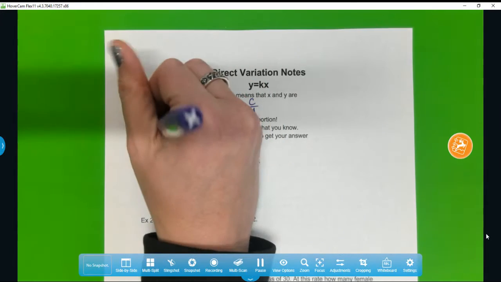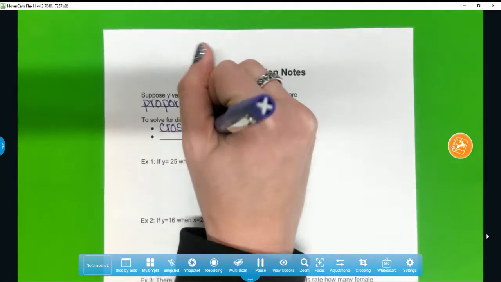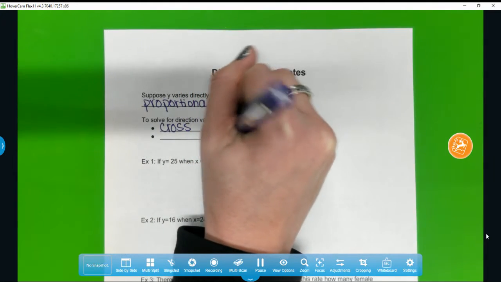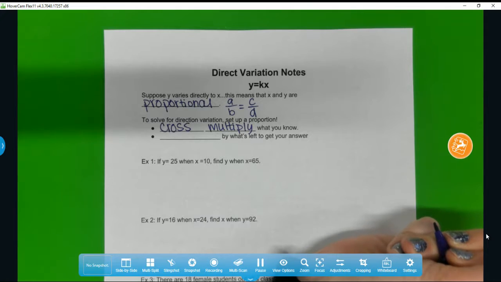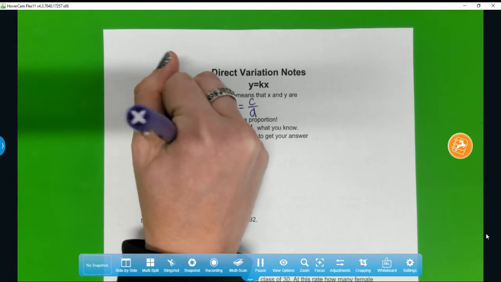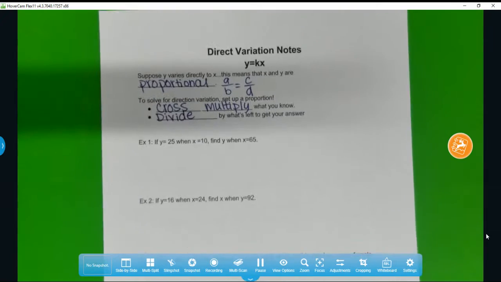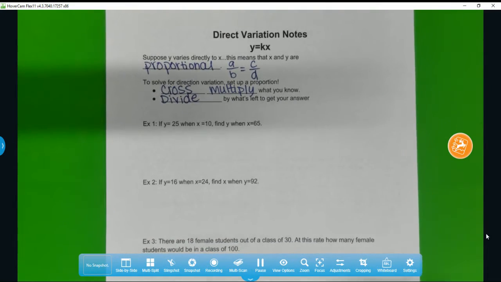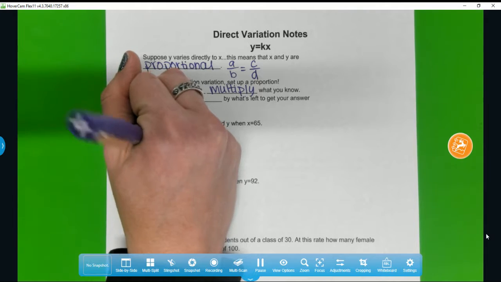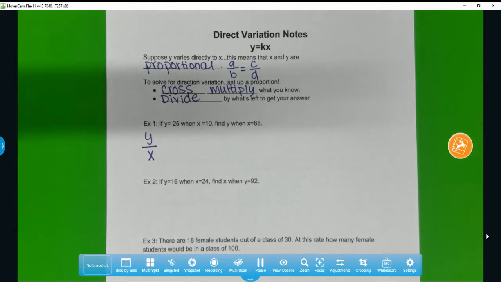So there's two steps. We're going to cross multiply what you know, and then we are going to divide by what's left to get our answer. So for example, if y equals 25 when x equals 10, find y when x is 65. Okay, so since y was listed first, I'm going to set it up as y over x. You can go x over y, just stay consistent.